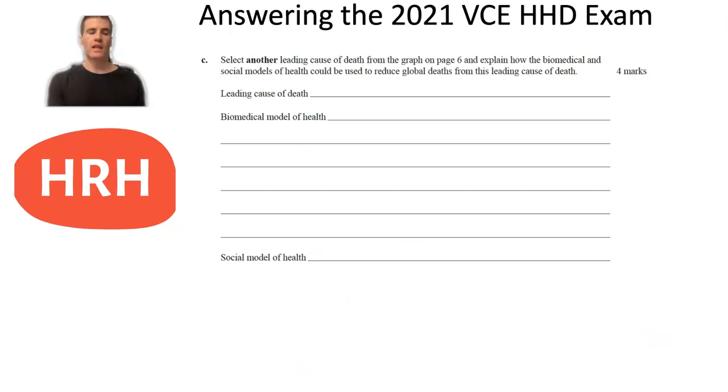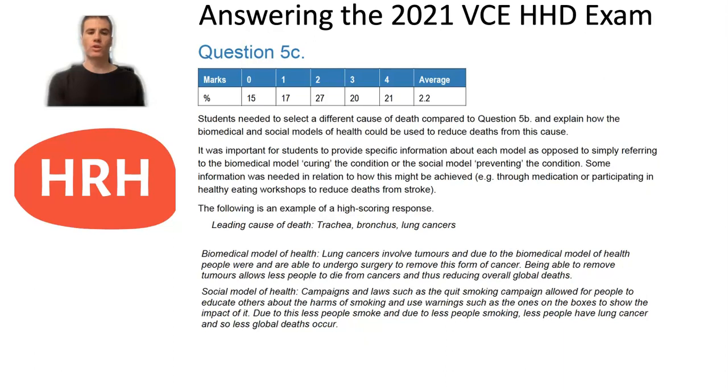C was then asking you to select another leading cause of death from the graph on page 6 and explain how the biomedical and social models of health could be used to reduce global deaths from this leading cause of death. It says another, so that means you couldn't do the same example as you had for B. Remembering that biomedical has to do with cure, treatment and diagnosis of disease, including things like health professionals and medical technology, whereas the social model is more focused on preventative action by changing behavior of individuals, by altering things like the physical environment or social and political environment, and involves things like health promotion and health campaigns. So for whatever example you chose, you just had to link into some of those aspects of those models.